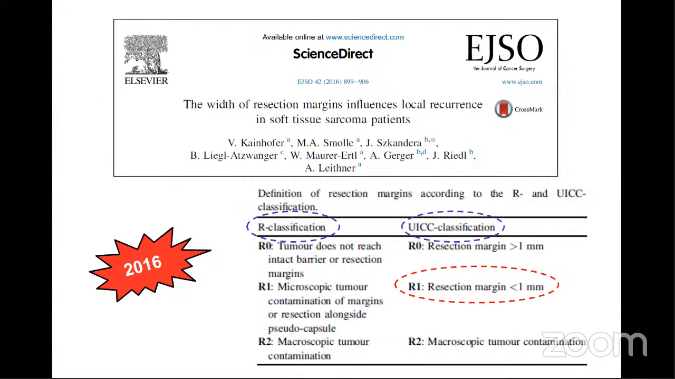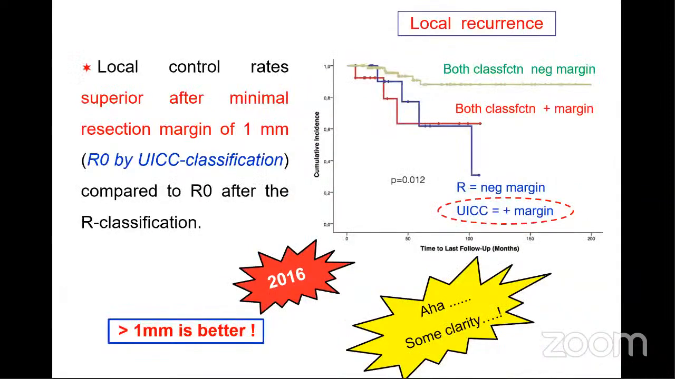Then in 2016, the seminal paper which spoke of the UICC classification and compared it to the classical R classification that we all use, where R0 is clear margins, R1 is microscopic, and R2 is macroscopic. But they said that only if your margin was greater than 1 millimeter was it R0. If it was less than 1 millimeter, it would be R1. And they based this conclusion on the fact that in margins less than 1 millimeter, they seem to have lesser local control than if the margin was greater than 1 millimeter.